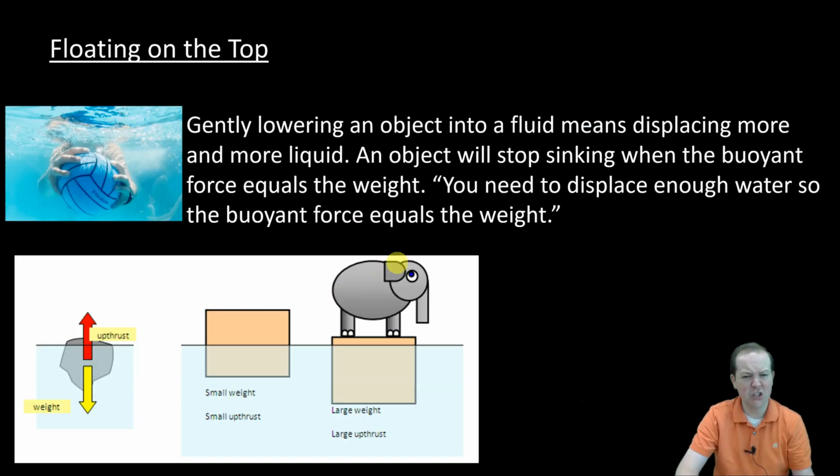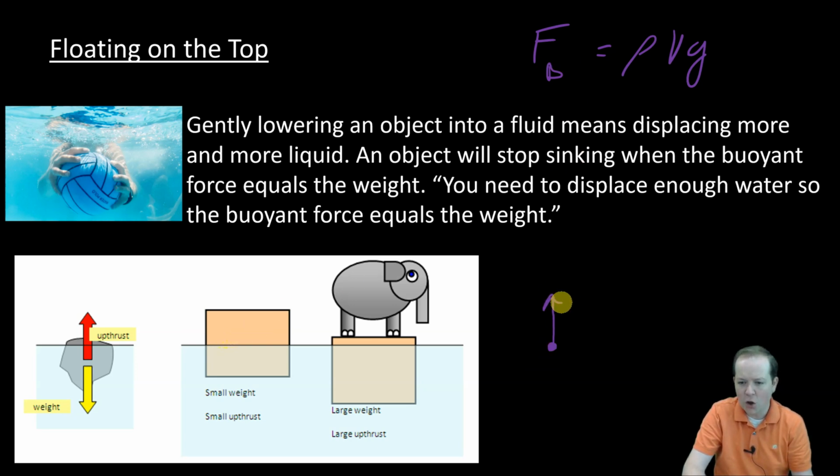Okay. Let's just see some more of this idea of buoyant force in action. We know that the buoyant force has to do with how much volume is being displaced. So, when something is floating at the top, it's because it's pushing away enough water to increase the buoyant force. These objects all have kind of the same idea here. We have buoyant force up and weight down.